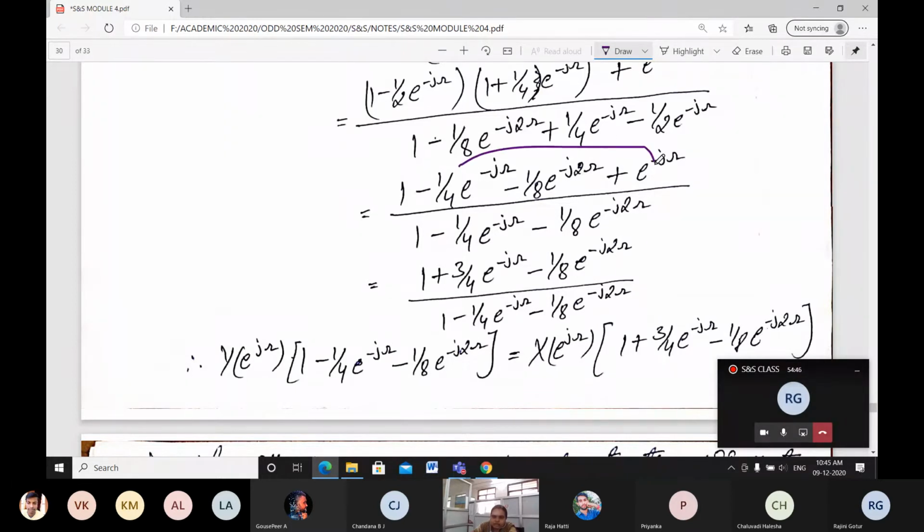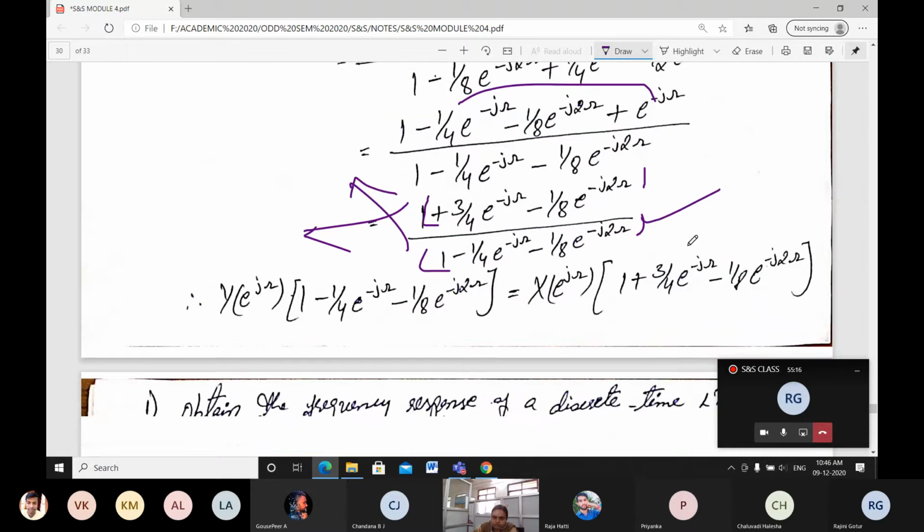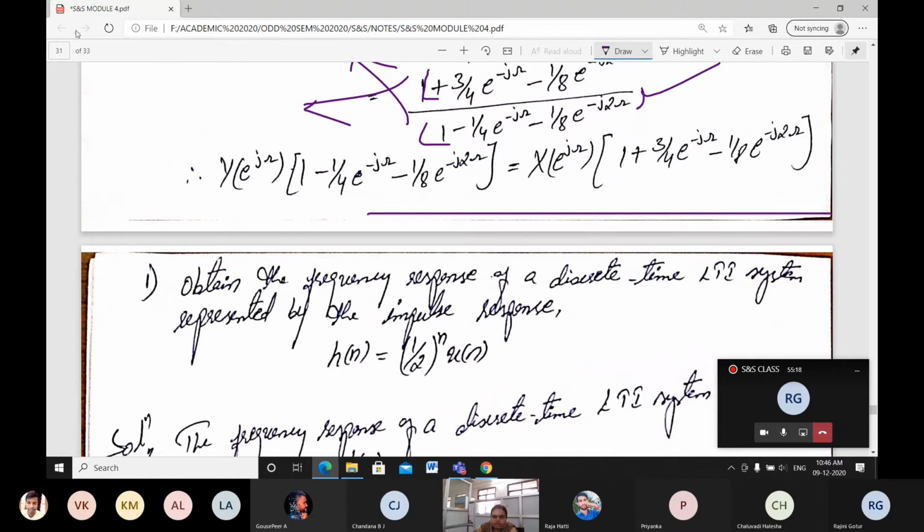Then adding these two, you will be getting as 1 plus 3 by 4 e raised to minus j omega minus 1 by 8 e raised to minus j 2 omega divided by 1 minus 1 by 4 e raised to minus j omega minus 1 by 8 e raised to minus j 2 omega. Then again cross multiply here, Y of e raised to j omega with the whole function, then X of e raised to j omega with the whole. You will be getting your difference equation.